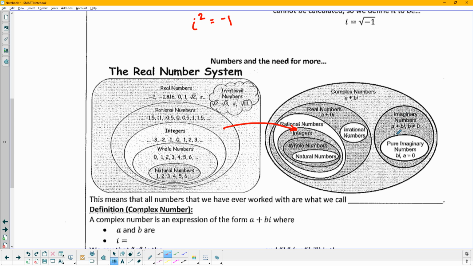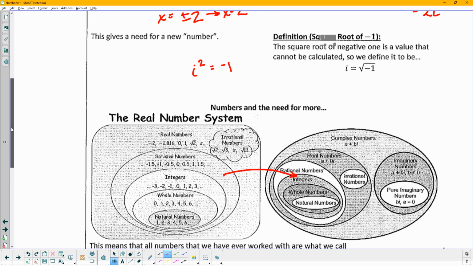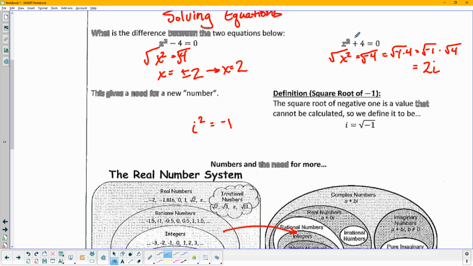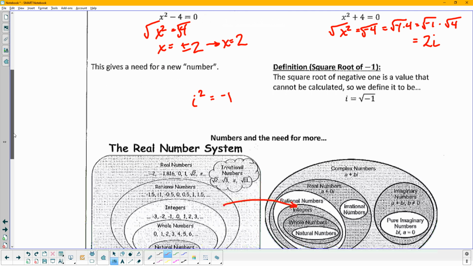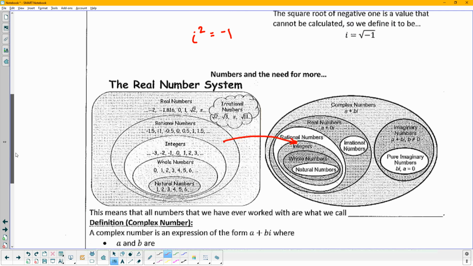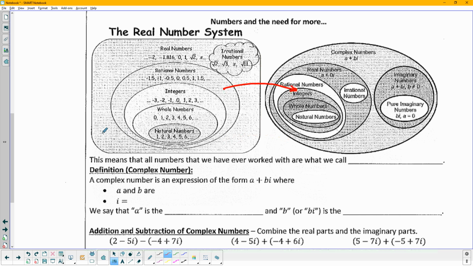Okay, and then a subgroup of that is the pure imaginary numbers, where there is no a. It's just a number times i. So the number that we came up with as the example here, the solution to this equation, is a pure imaginary number, because there's no a in front of this. There's no a plus 2i. It's just 2i.